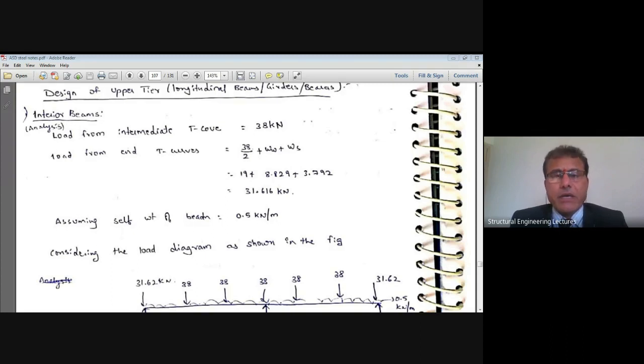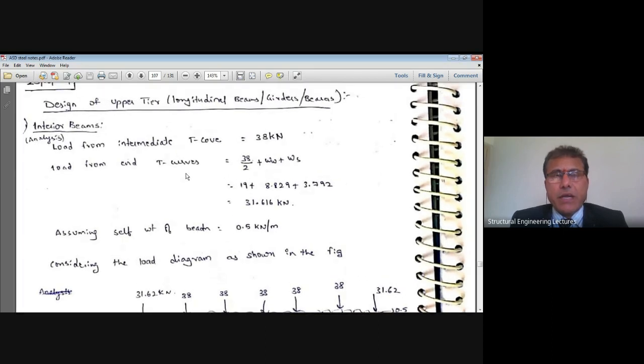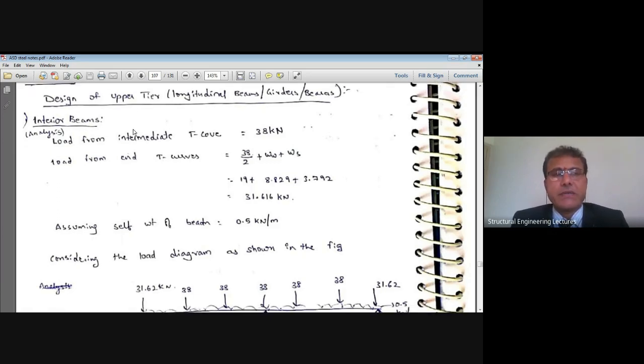Now we have seen how to design a plate and how to design a stiffener for the given data in the previous video. In this video we shall see the designs of the girders, upper tier girders and bottom tier girders. The upper tier girders are longitudinal beams or girders or bearers. All are the same.